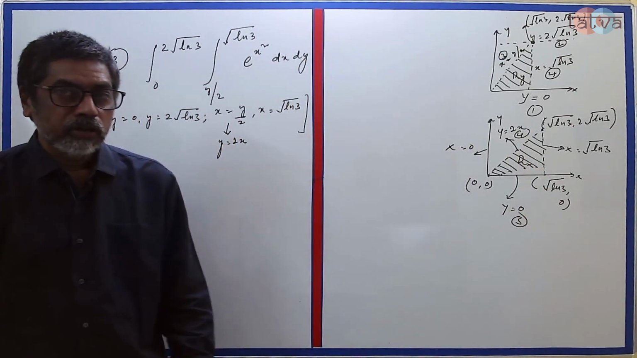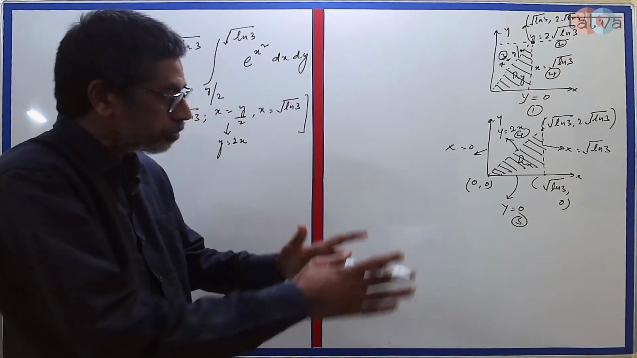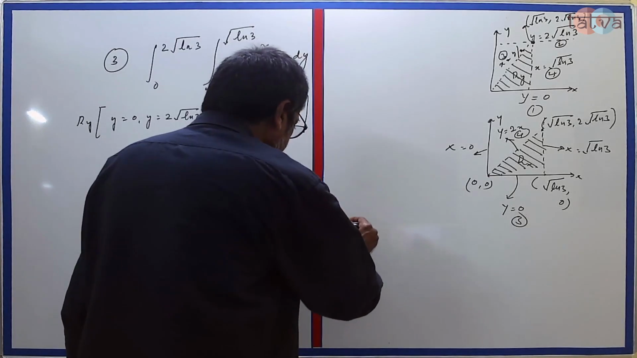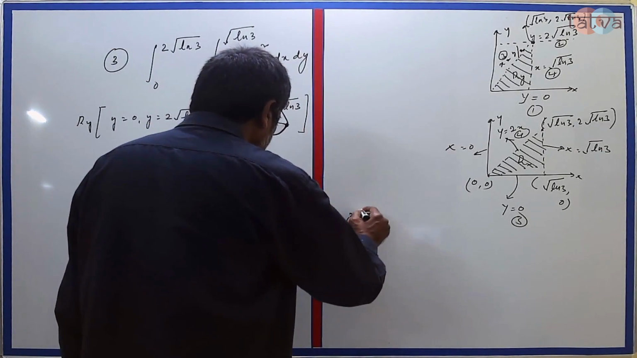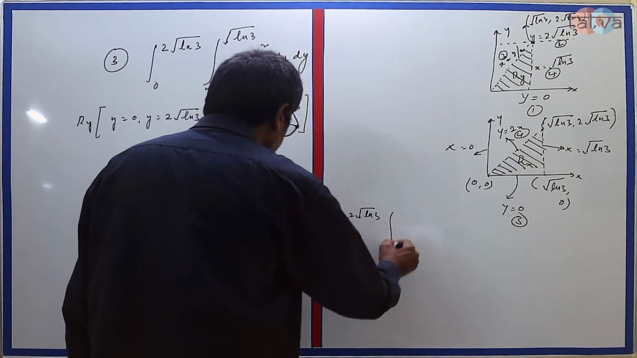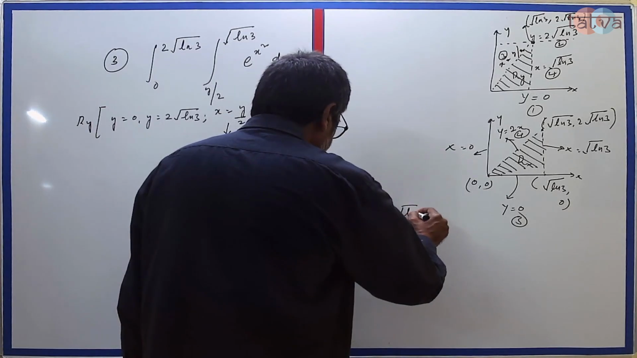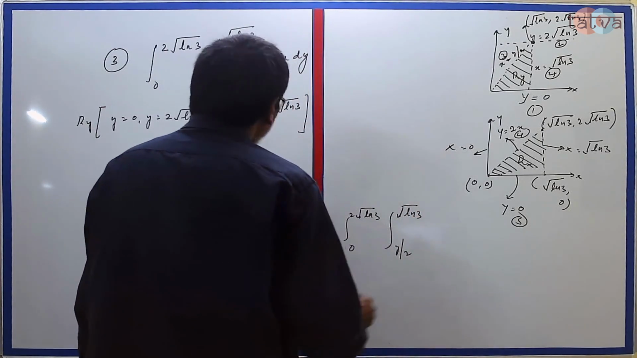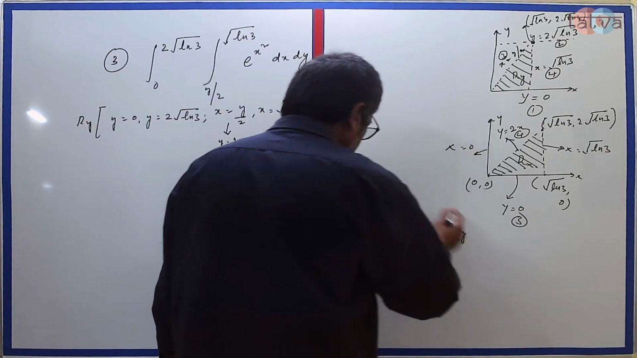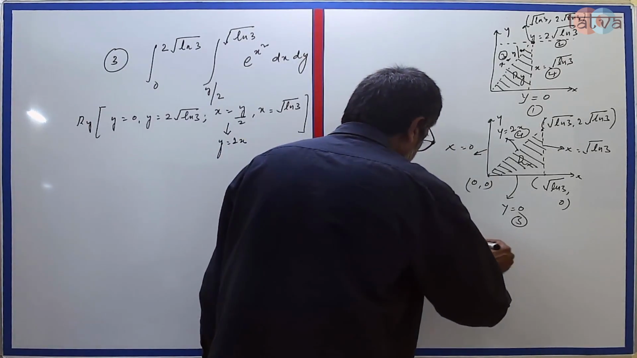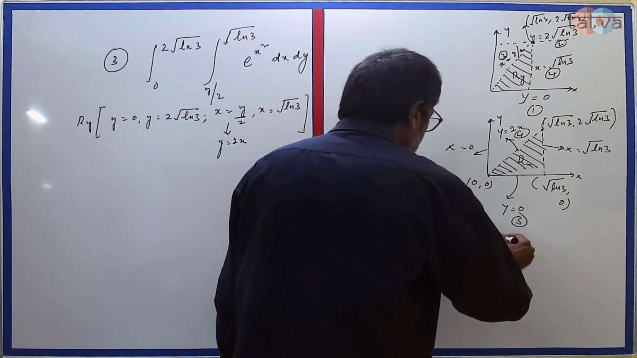So the whole details are on the board. And now I'm going to write how the problem looks after changing the order of integration. So let me copy the original integral here. 0 to 2 square root of log 3, then y by 2 to square root of log 3. The function is e power x squared dx dy. This was tough, but let's see if this can help us. 0 to square root of log 3.